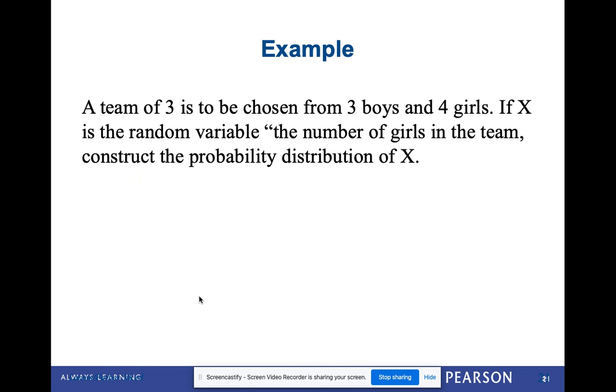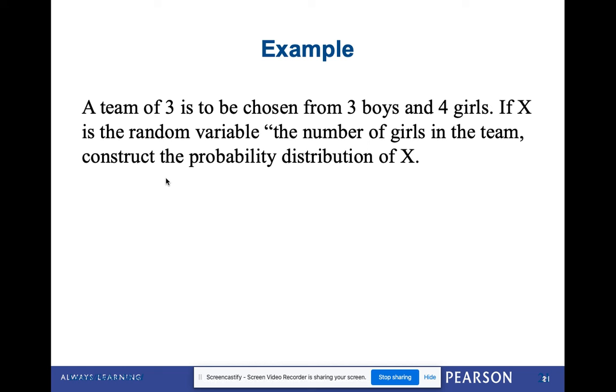And the last example, this one: a team of 3 is to be chosen from 3 boys and 4 girls. So x here is the random variable pertaining to the number of girls in the team. Construct the probability distribution of x. Since it is a team of 3, the number of girls could be no girls, 1 girl, 2 girls, or all of them are girls. So your x goes from 0 to 3, not 4. Even though there are 4 girls, the number of people in the team has to be only what?